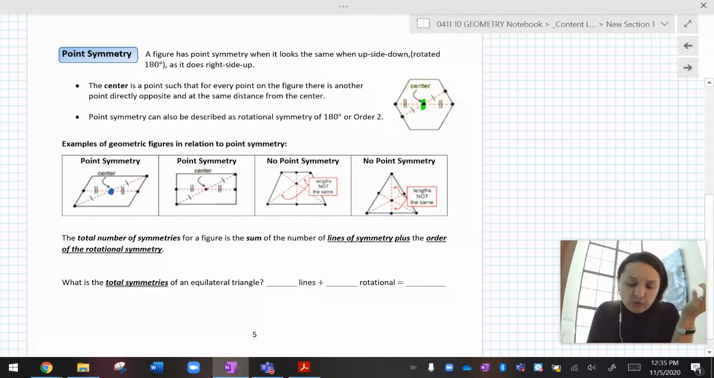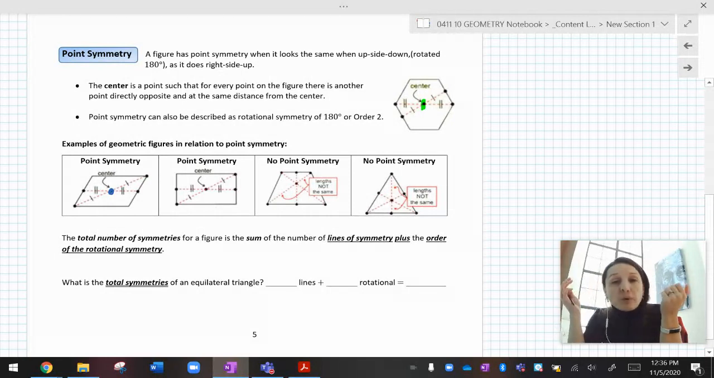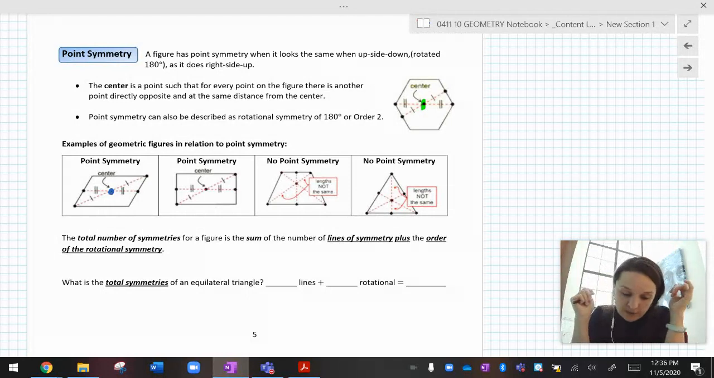A rectangle you can relatively obviously turn upside down and it looks the same, but a trapezoid, if I turn that upside down, the little part's on the bottom, and that's not right. And an equilateral triangle doesn't have point symmetry because if I turn it upside down, instead of having a flat bottom, it's got a pointy bottom, and that's not what I want. All right, so point symmetry is if you can turn it upside down, it still looks the same.